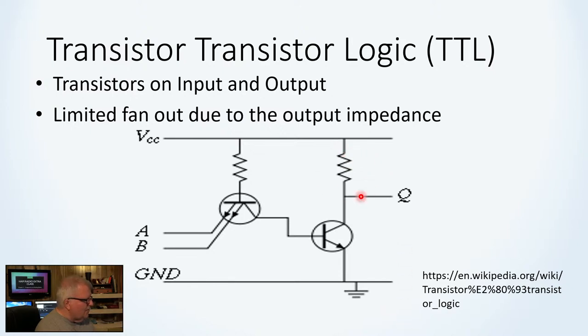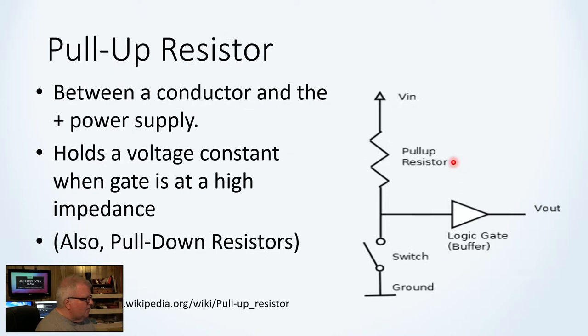This resistor, if it was external to the device, would be known as a pull-up resistor, which would help the gate to get up to the voltage that you wanted it to. You can also have pull-down resistors that would pull a gate input down to ground when it wasn't being actively pulled up. It holds a voltage constant when the gate is at a high impedance.